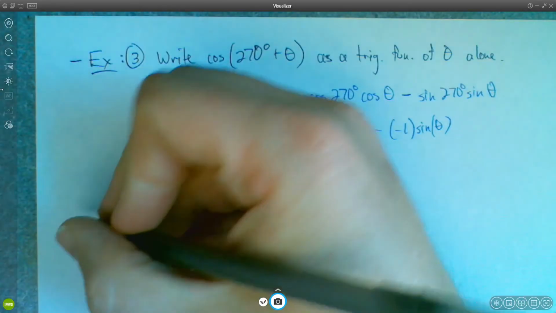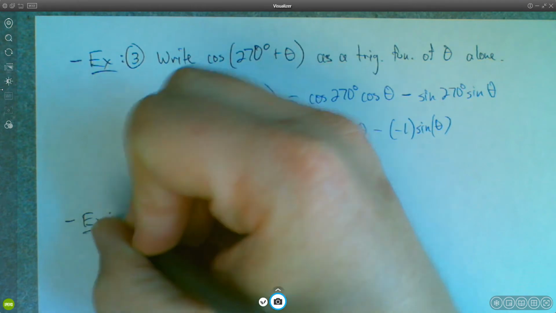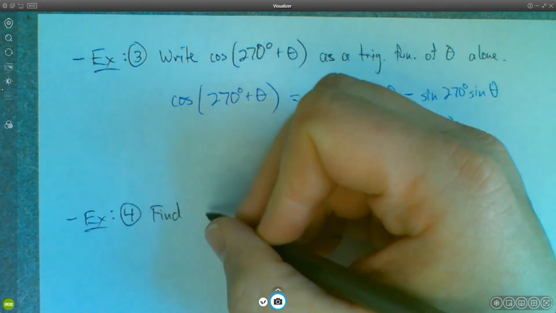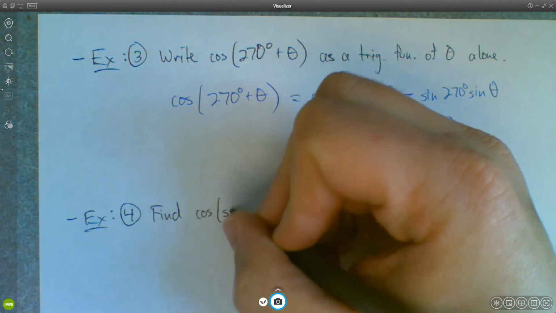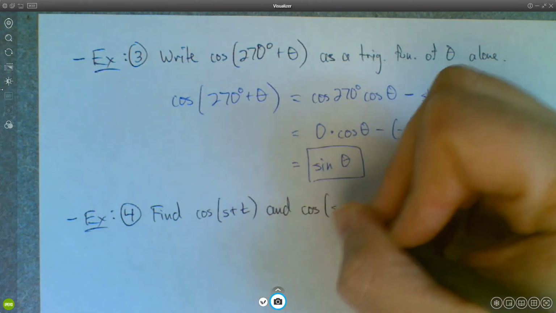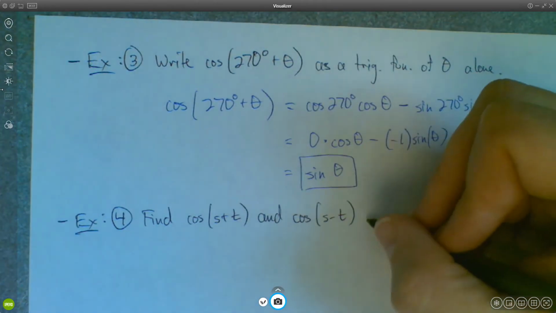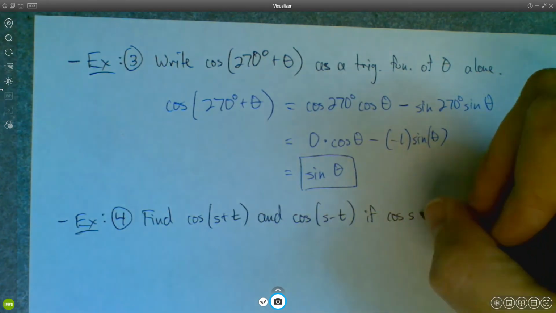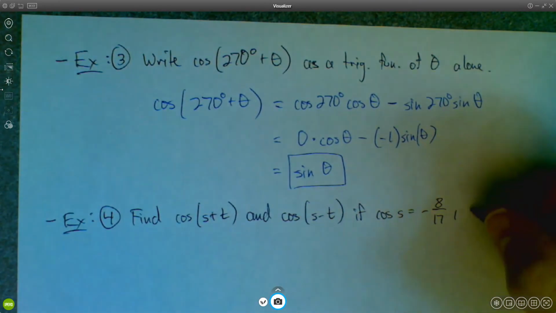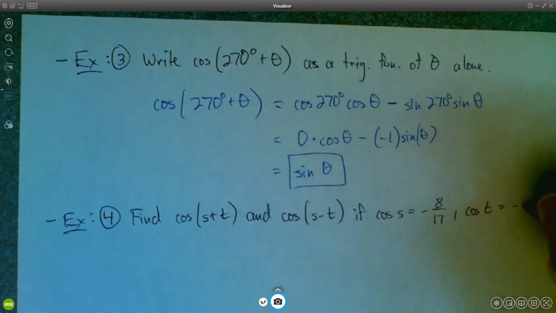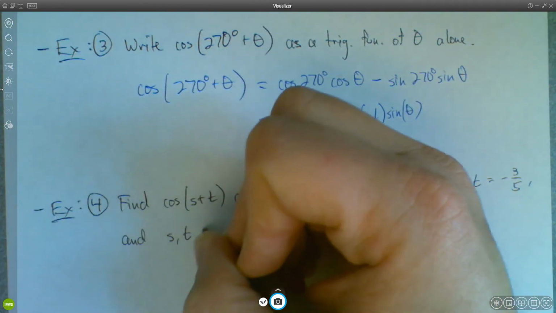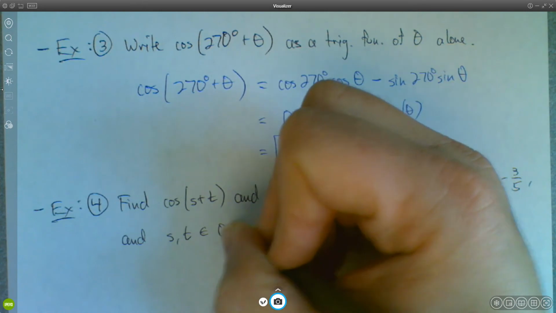Okay, here's a more challenging one. So let's find cosine of s plus t and cosine of s minus t if cosine s equals negative 8/17, cosine t equals negative 3/5, and s and t are both in quadrant 3.